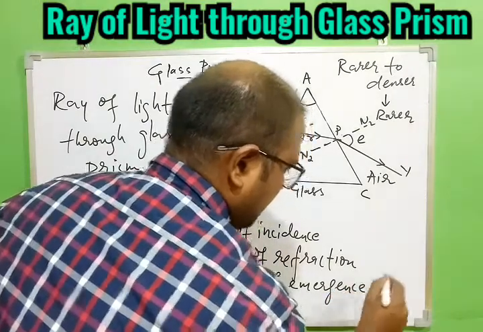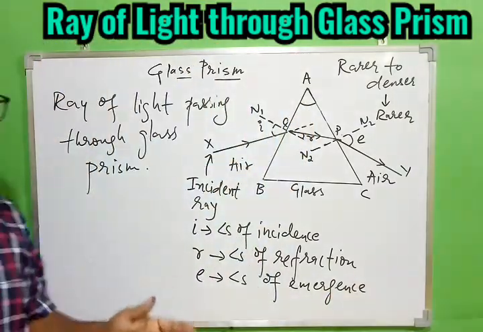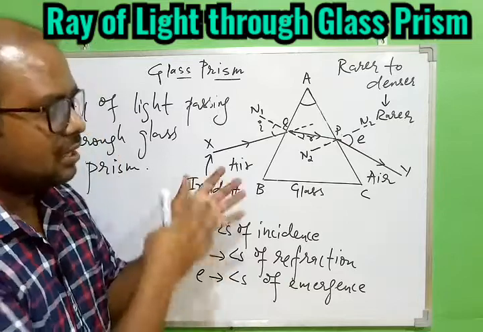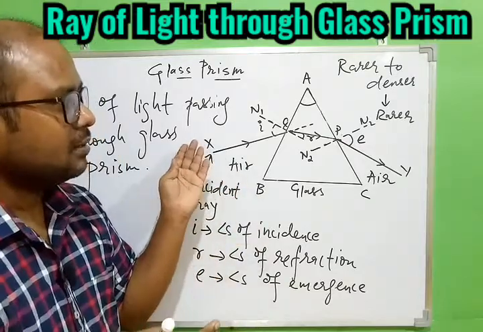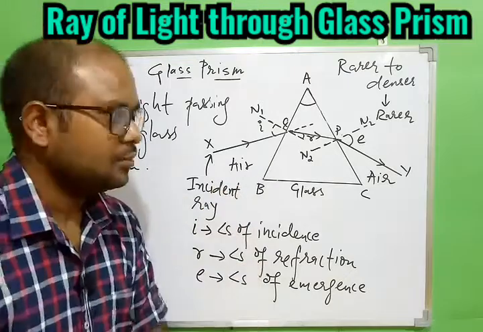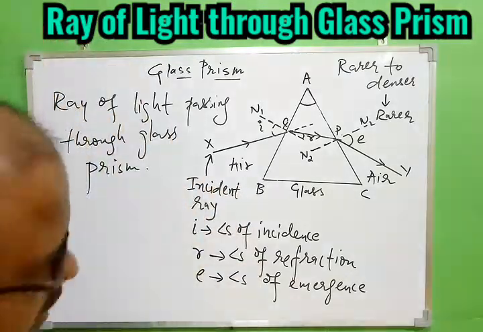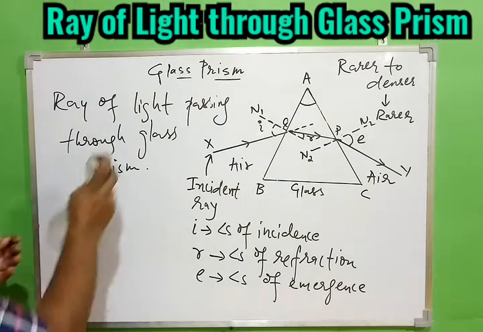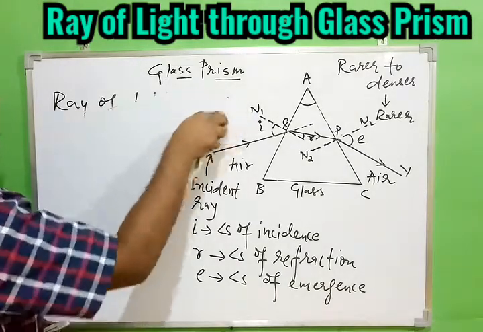So all the three angles we had in the case of rectangular glass slab also, but here the things are totally different. You can see the path of the ray of light, which was not there in the case of glass slab. Okay, so I hope you understood this much. Now let's understand the related concepts.